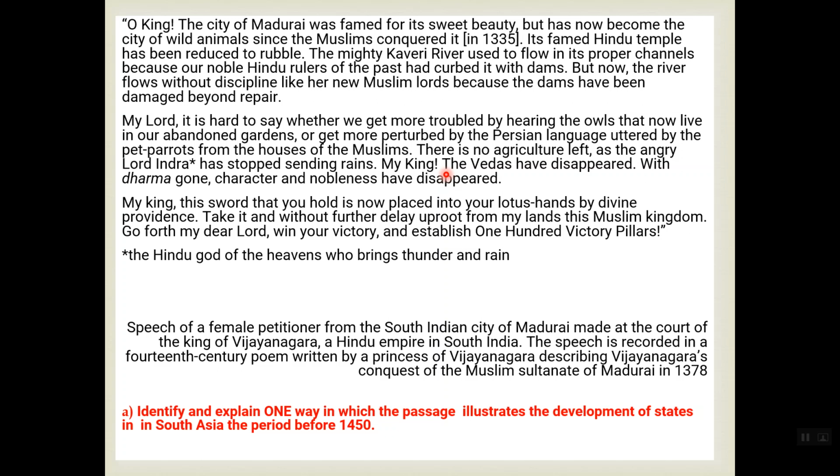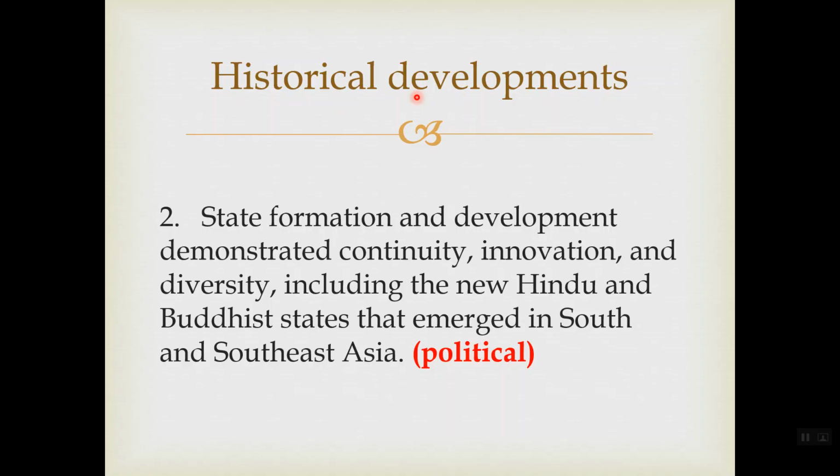So now let's say I have this question in a short answer question. Identify and explain one way in which this passage illustrates the development of states in South Asia in the period before 1450. So they're asking me the development of states. If we go back to our objective, we said that there were some new states and some continuing states, changes and continuities. Now, this one is talking about the Vijayanagara and the Muslims, right? So one way in which this passage illustrates all of that: state formation.